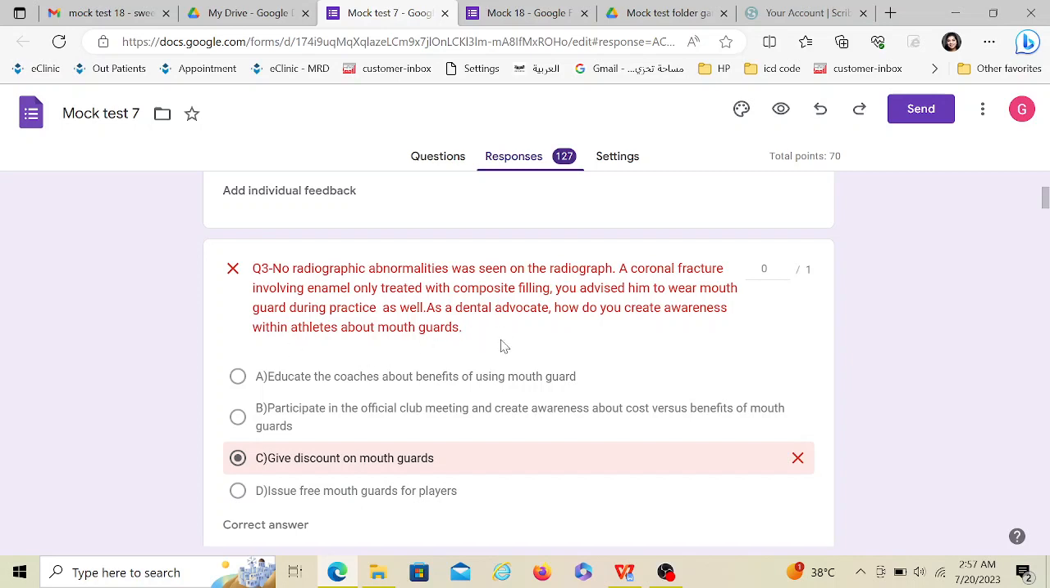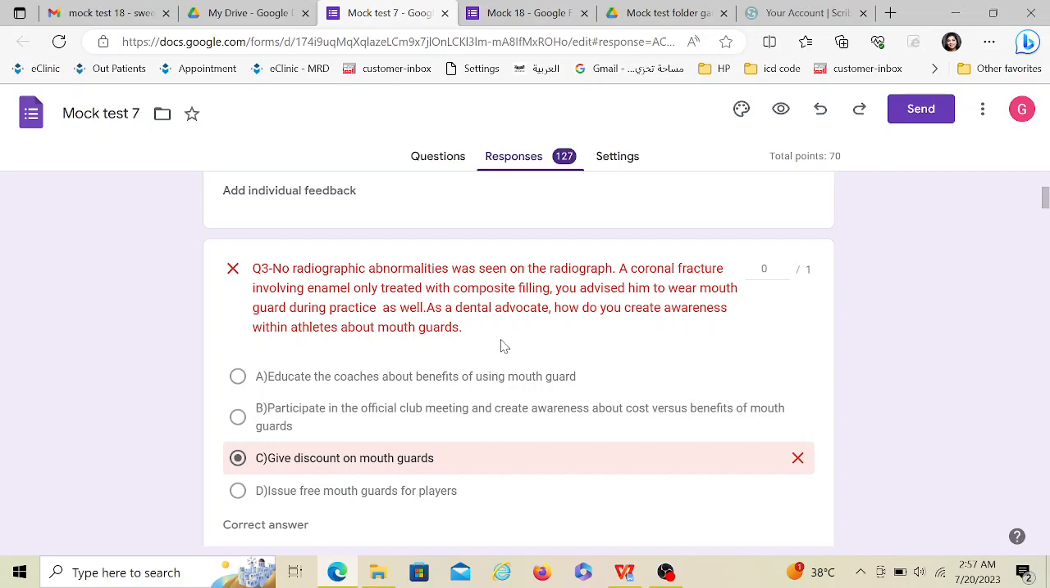So basically, the question is saying there was no radiographic abnormality. There was a small coronal fracture, which you easily treated with composite filling. Now, since he is a soccer player, remember the first main question? He sustained the injury because he was a soccer player. So, how to avoid future injuries? Because you are managing the patient also, you're not just treating him for the fracture. So you want to give him advice as to how to avoid such kinds of injuries in future. So you tell him that you have to wear mouth guards.